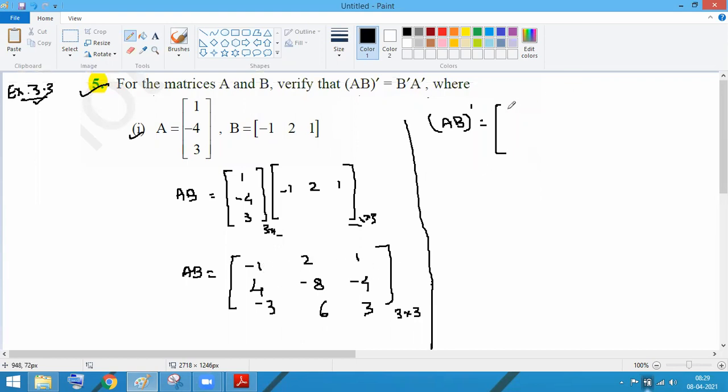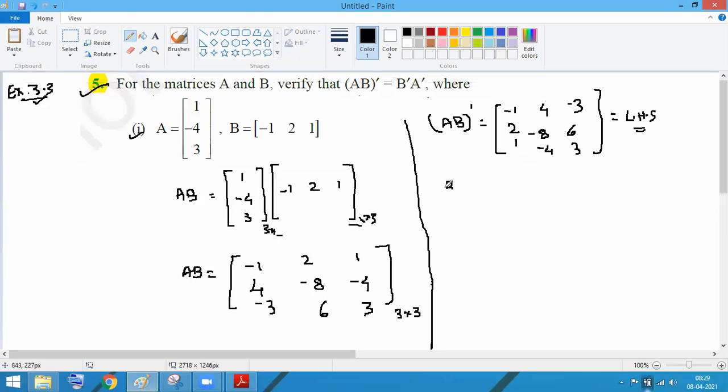First row first column: -1 2 1. Second row: 4 -8 -4. Third row: -3 6 3. This is the (AB)'. So this is your left hand side.